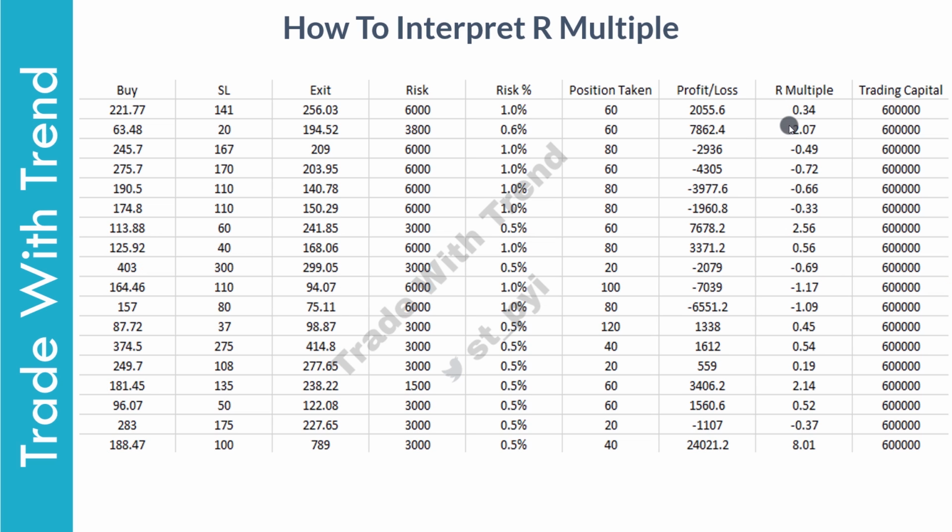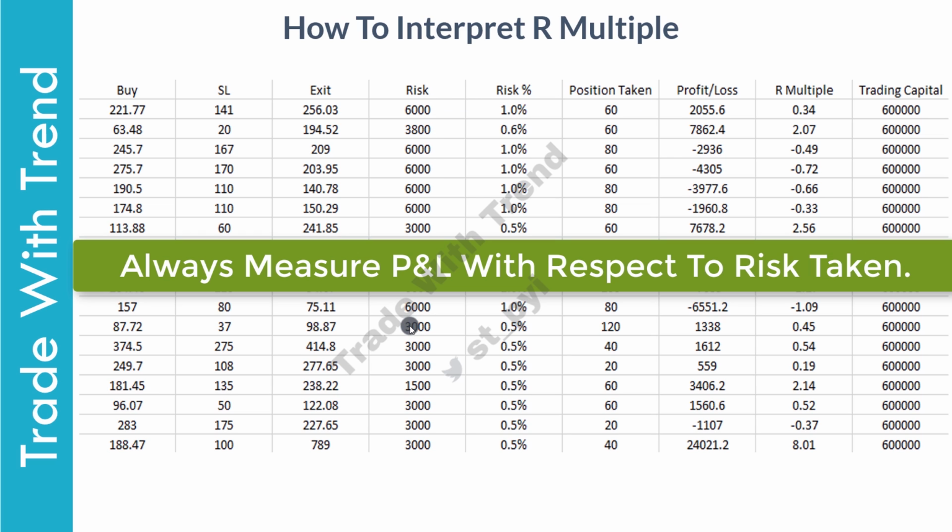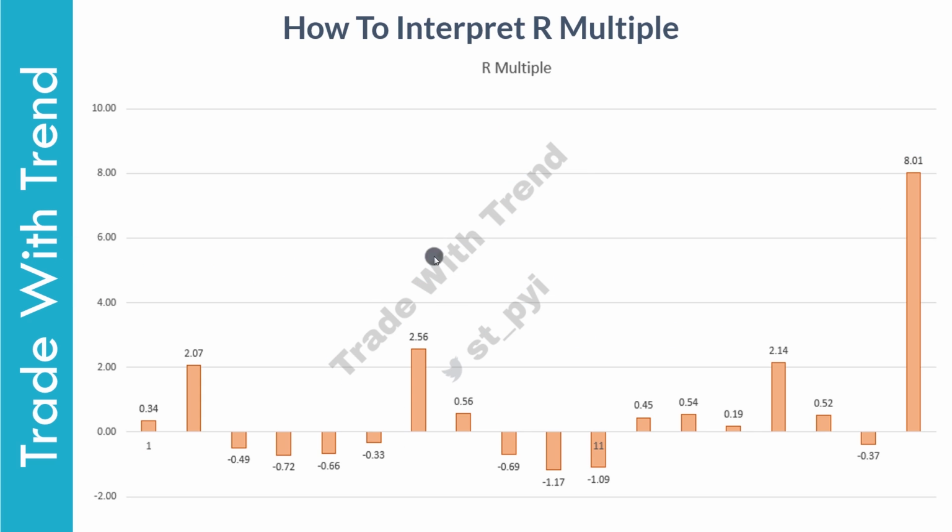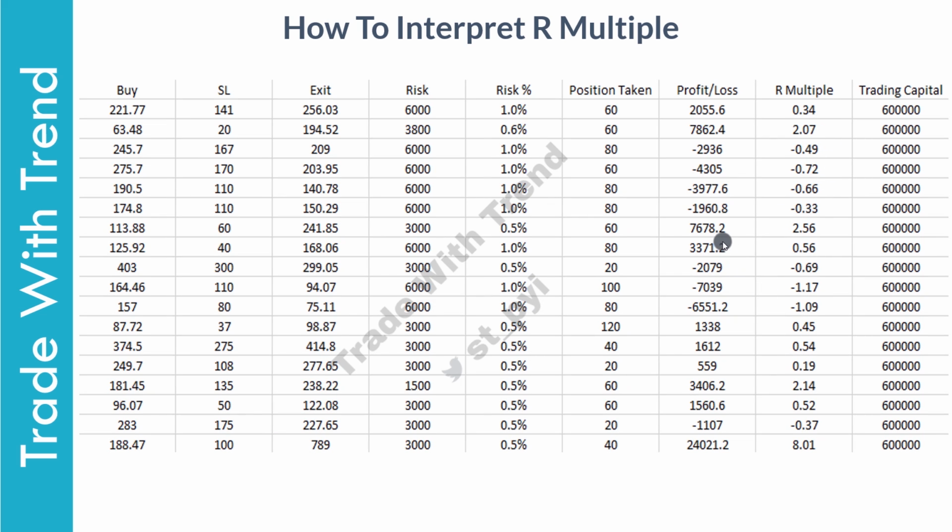Now, one of the advantages of calculating R multiple is that you're always measuring your profit or loss with respect to the initial risk you have taken in the trade. Now, this is extremely useful as you will be more careful in your trading, and you will be disciplined and will have a systematic approach when it comes to risk management. So this chart that you see is the same R multiple data that we saw in the previous slide.